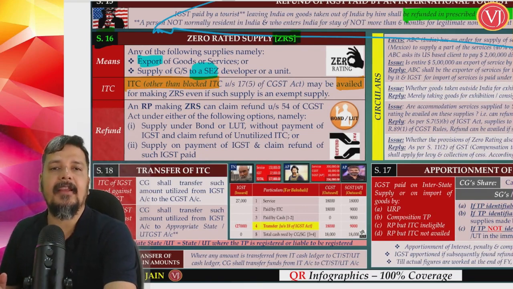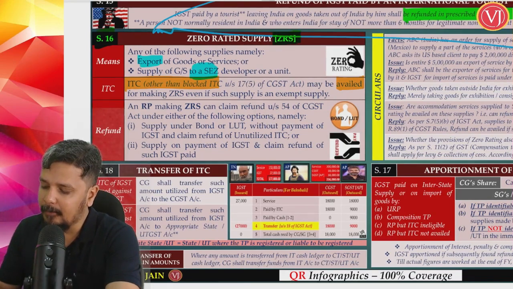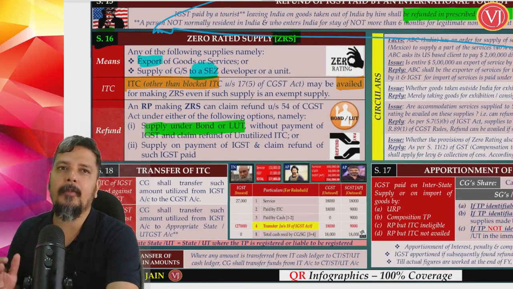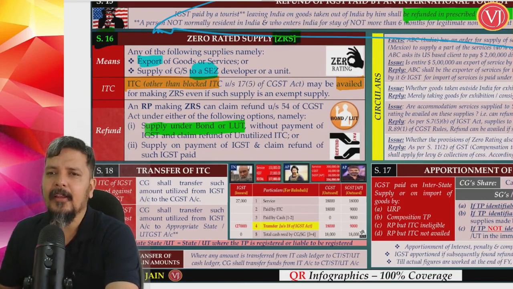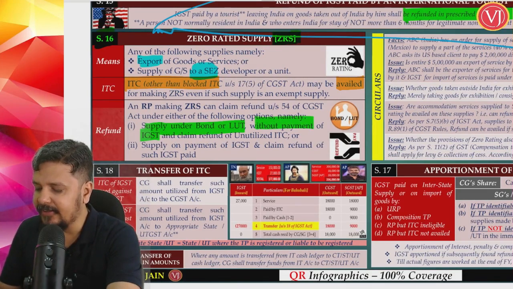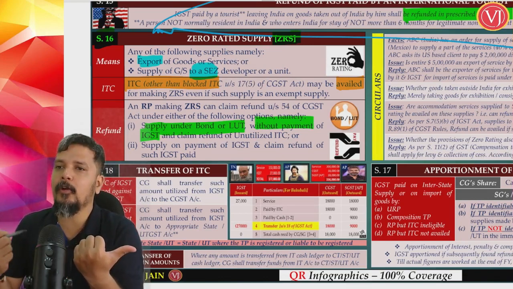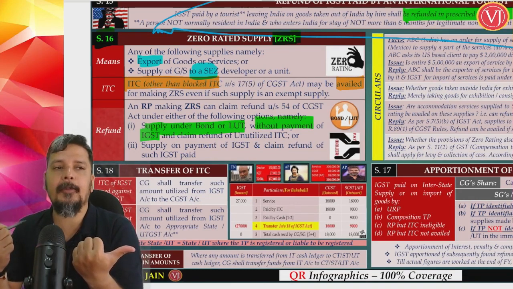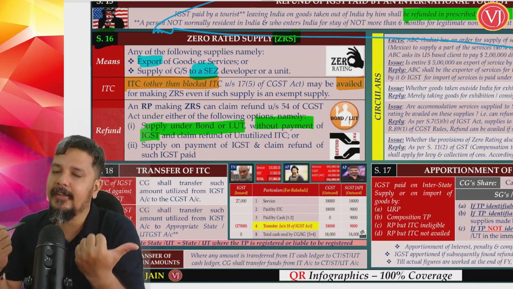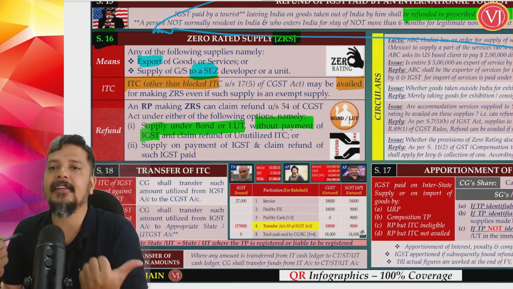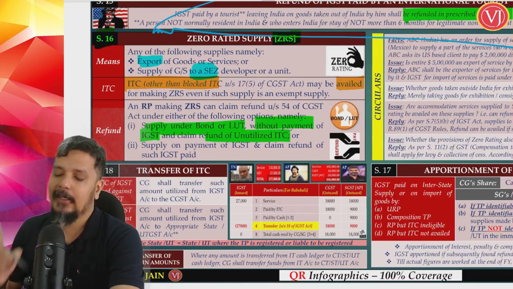For zero rated supply under section 16, you have two options. First option, supply under bond or LUT. Normally bond will not come for normal assessees, only LUT will be there. A letter of undertaking, a simple letter, without payment of output IGST, which means you will not have any output tax, but still you have input tax credit. On your export or supply to SEZ, you will not have any output tax because you have supplied under LUT, still you will be taking input tax credit. Then on the basis of rule 89(4), apply the formula and get the refund of unutilized credit. That's the first option.